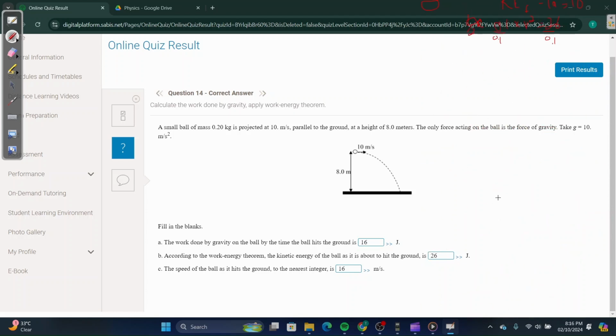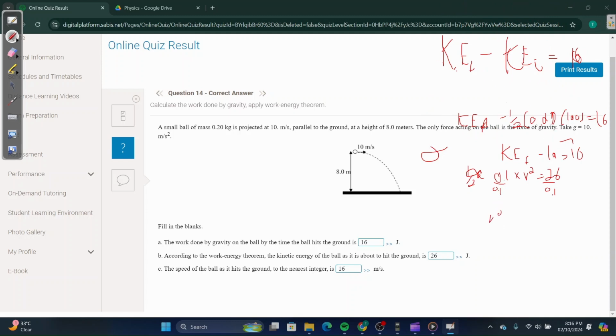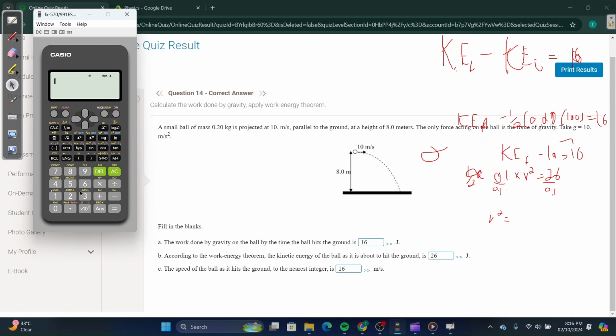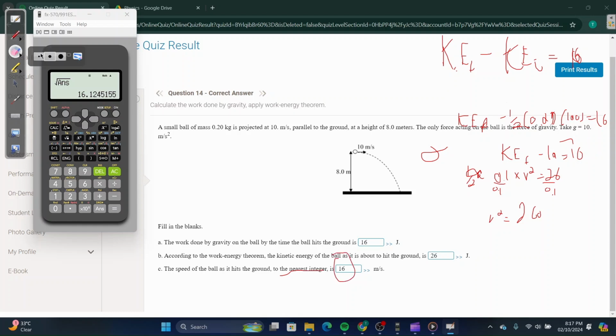Okay. So v squared is equal to 26 divided by 0.1. I'm showing you a different way than the PDF, so you know you have more than one way of solving this. 26 divided by 0.1, 260. So v squared is 260. Root v squared, v is 16.12 to the nearest integer, so 16 meters per second. Okay.